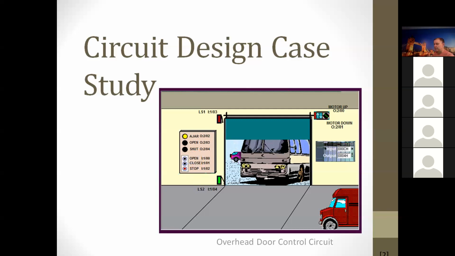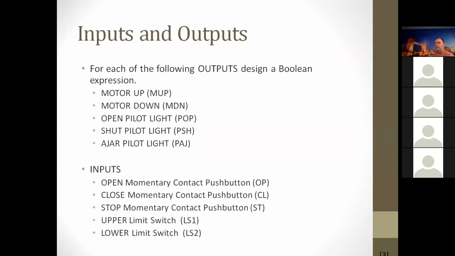All right, any questions about all those inputs and outputs? And don't worry about that, we don't need that for this. You guys all good with this? So there's our input. Conceptually, anyway. So there's our inputs: motor up, motor down, open pilot light, and I've even given you symbols you can use so we're all on the same page, right? And there's the outputs: motor up, motor down, pilot light open, pilot light shut, pilot light ajar, right?